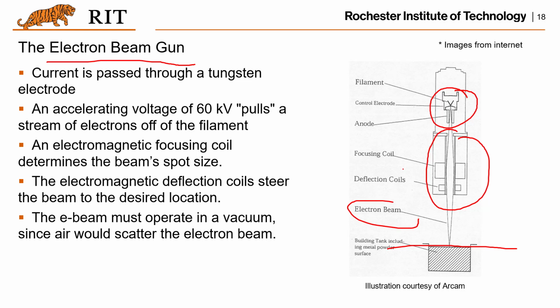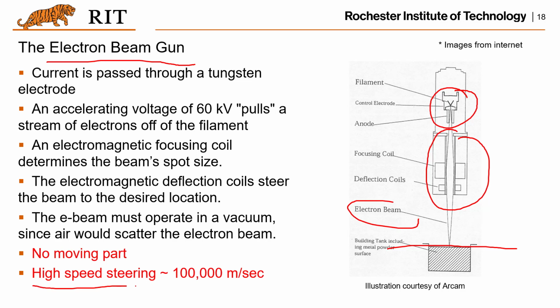So the benefit is it moves very fast, and high-speed steering can be achieved. Usually, it can reach 100,000 meters per second. So that's why, when you're looking at the video, it looks like several electron beams are scanning. Actually, it's just one. That's the visual illusion we have because the speed of the electron beam is so high.